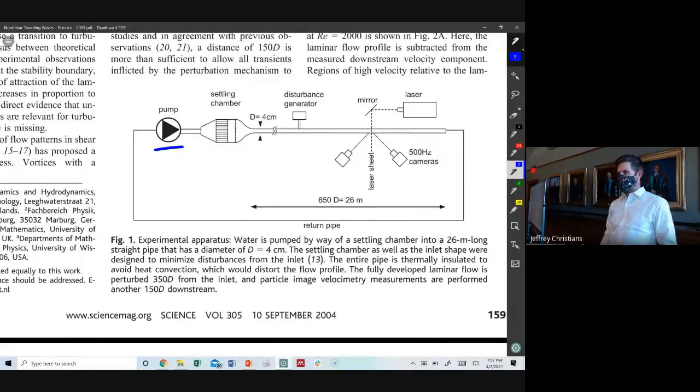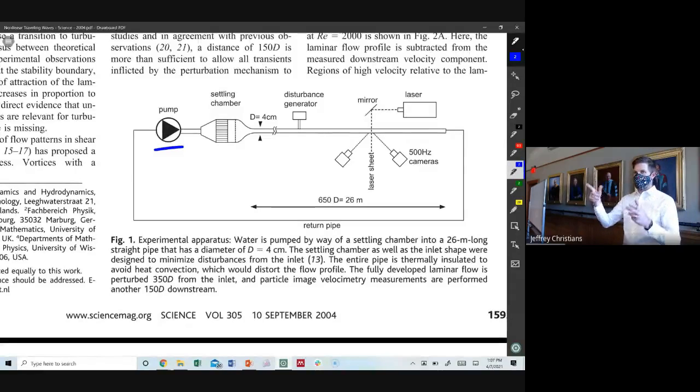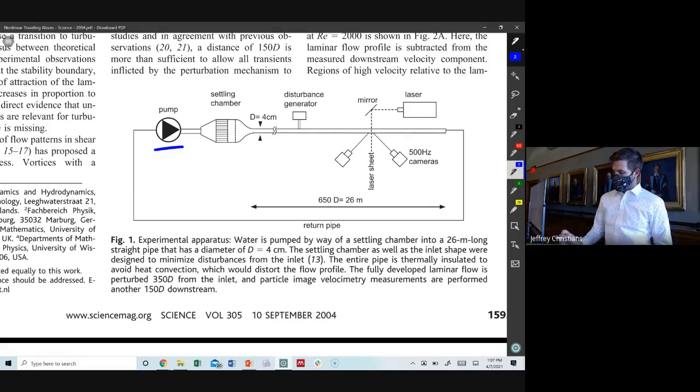They first pump it through a settling chamber, which is basically a chamber that probably has a whole bunch of drinking straws or something almost exactly like that, which help to use the fluid's viscosity to dampen out any fluctuations or any movement like that. So you get all of the fluctuating part gone as much as you can. And then they pump it through this 4-centimeter diameter pipe, and they have a disturbance generator here. So basically, we have all of the disturbances as much as we can gone, and we give it some disturbance and then watch what happens.